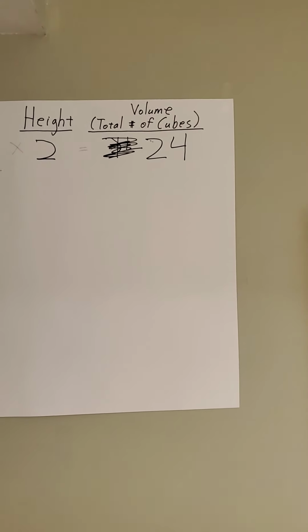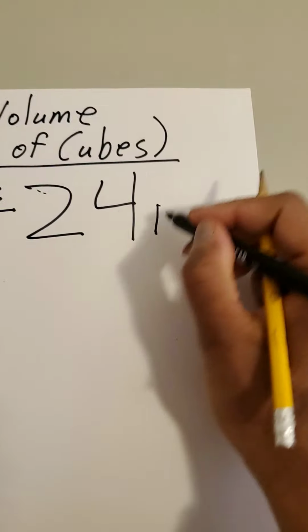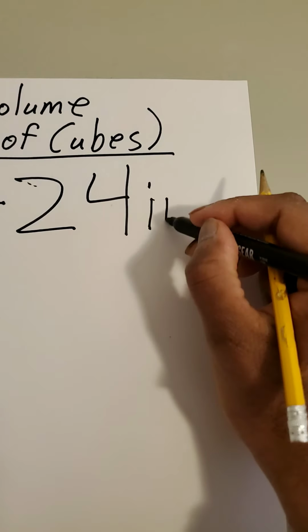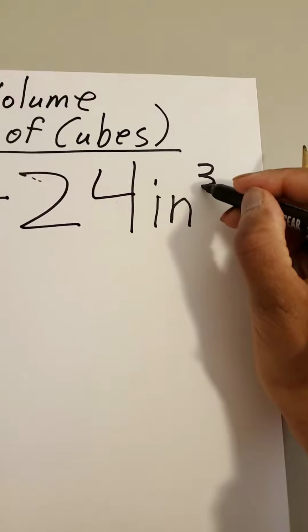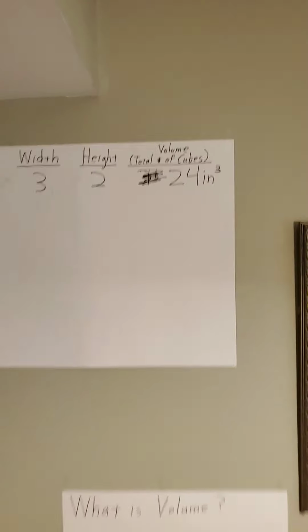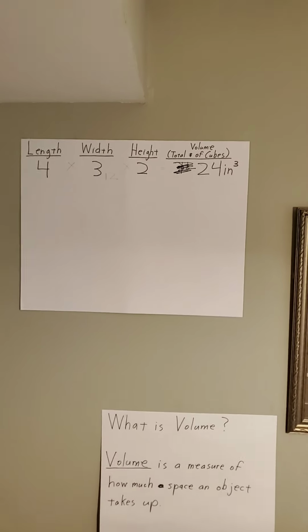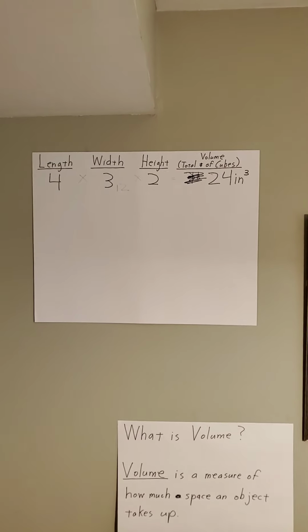24 what? Since we are measuring the volume of an object, anytime we're measuring the volume, we are going to say cubic. So since we're measuring inches, this measures 24 cubic inches. We'll put the 3 behind the inches to let us know that we're measuring by volume. So this is 24 cubic inches. So 4 times 3 times 2 equals 24 cubic inches.